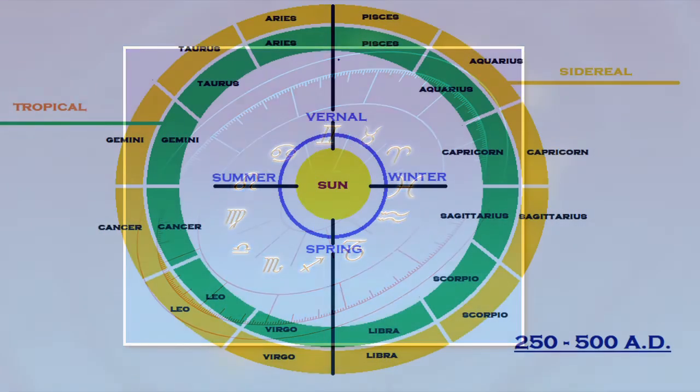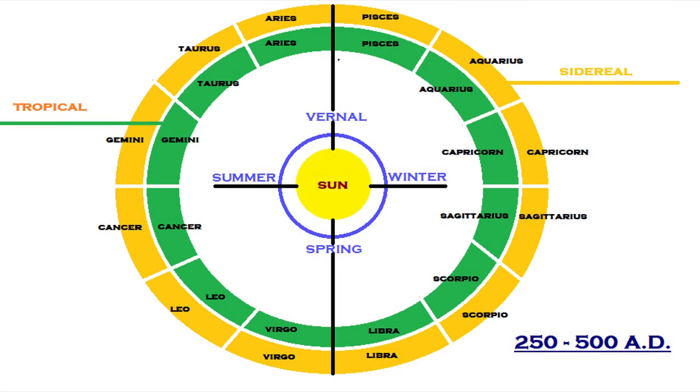So roughly somewhere between 250 and 500 AD, the tropical chart used to coincide with the sidereal chart. As you can see in the diagram, the outer chart of gold color is the sidereal chart, whereas the inner chart of green color is the tropical. All the signs, beginning from Aries and ending in Pisces, start and end in the same position in the 2 charts. So, back then there was no need for 2 separate charts. But after that the equinox kept shifting, while the sidereal chart remained fixed.